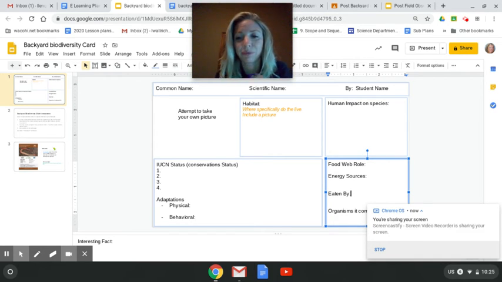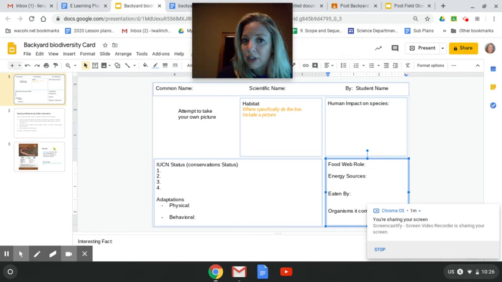I got those fixed. So what we're going to do is you guys will be making a backyard biodiversity card. The thought I had was you would do it for your organism that you did your backyard observation on. So like some of you did a cardinal, and you had really cool I wonder questions. So this is a little bit of a fill-in from that.